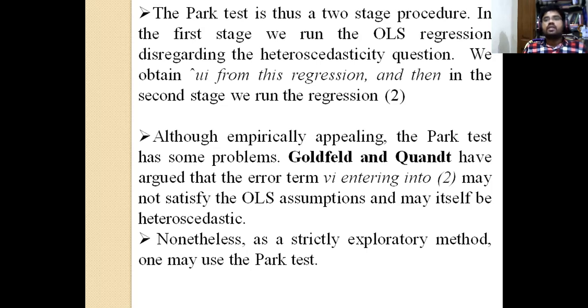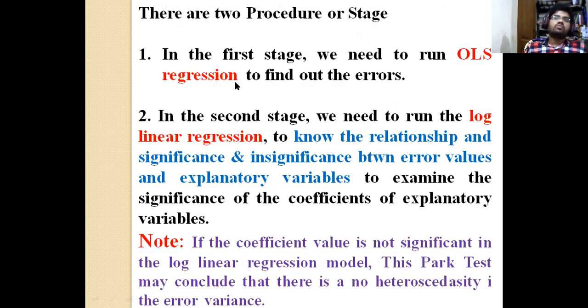Nonetheless, as an exploratory method, one may use the Park test. There are two procedures, the first stage and the second stage. In the first stage we use the OLS regression method. In the second stage we use the log linear, that is the natural logarithm, regression to know the relationship between the variables, significant or insignificant. As I told you, if beta is significant, there is heteroscedasticity. If the beta value is insignificant, there is no heteroscedasticity, only homoscedasticity.